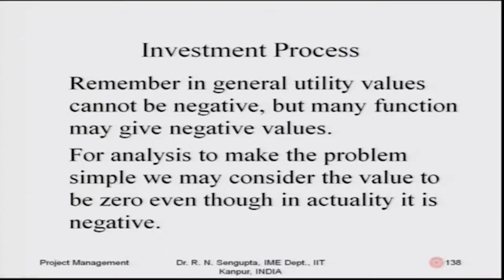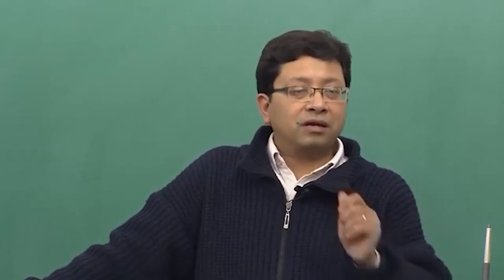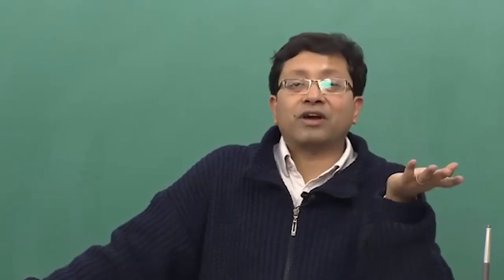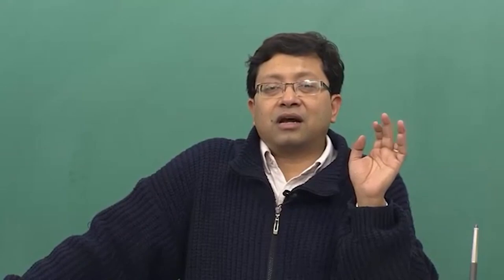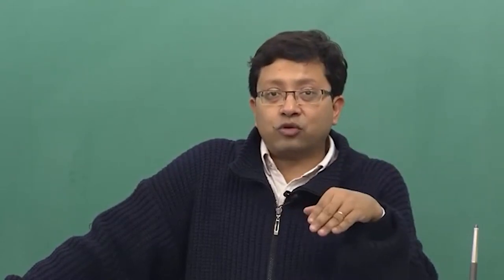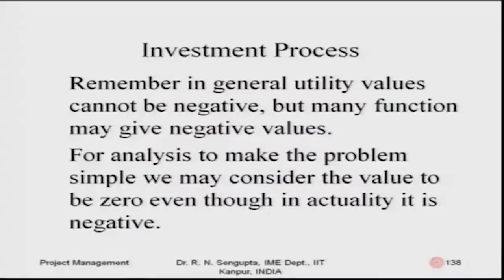Now, if you remember, let me pause here for 1 minute, go back to the drilling problem. In one of the drilling problems, the value was coming out to be negative, if you remember that. So, in that case, we could also have taken a value of 0 and proceeded with our calculations. But the lucky part was that if there is no drill, that one arm was 0, and in the case where it was negative, it was also 0. So, in any case, it is 0 in both cases, whether you take the negative value or the 0 value for the net outcome. For analysis, we will make the problem simple. We will consider the value to be 0, even though in actuality it is negative.